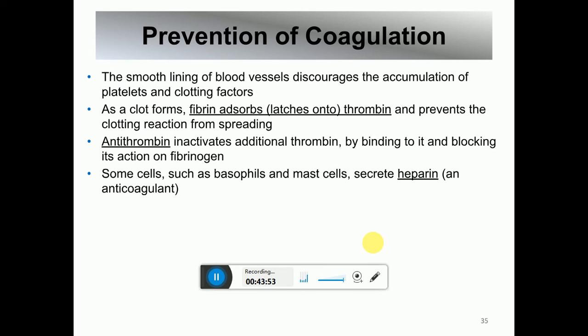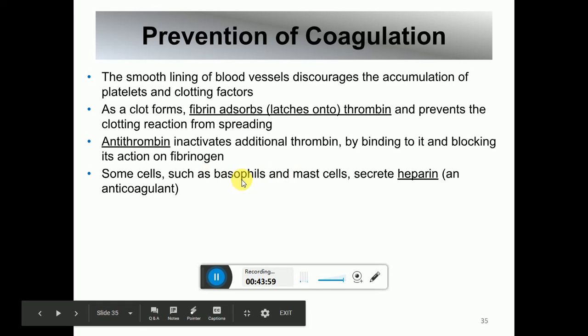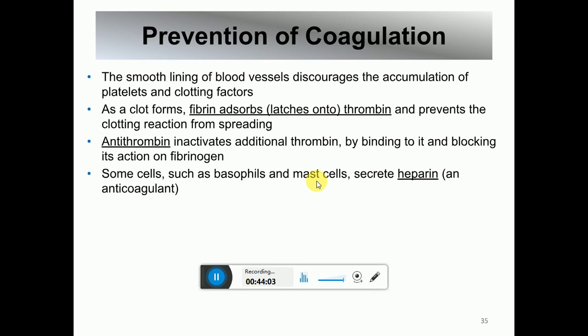So how do we prevent blood clots from happening? Remember, we already talked about how some of our cells, for example, basophils, another cell known as mast cells, release heparin, which is a natural kind of blood thinner that our body makes. Just the smoothness of the lining of blood vessels prevents blood clots from happening.